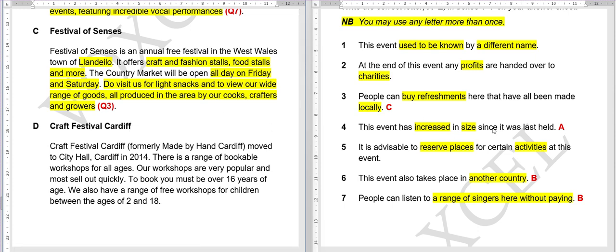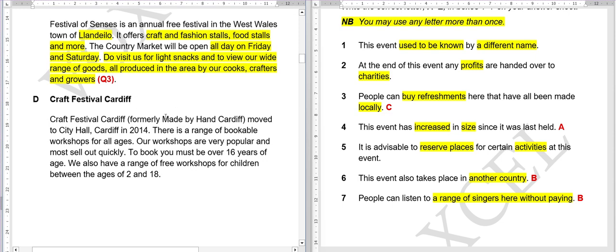Let's read the other. Increase in size. Is there any mention of increase in size? No. Reserve places for activities. No mention of that. Another country, there is no mention of that. Again, we have done range of singers. So in C paragraph we have only one answer. Let's read the D paragraph then.